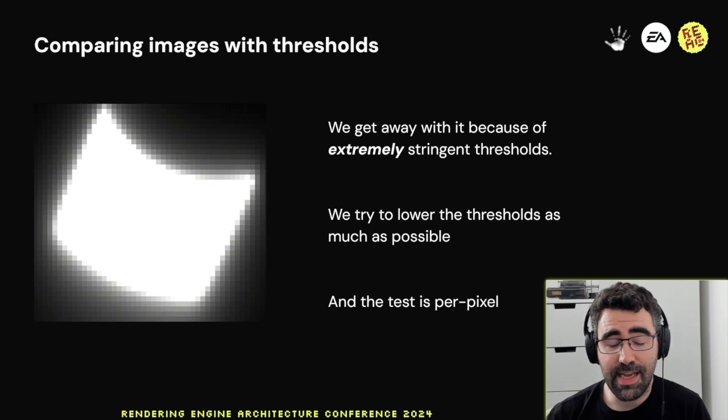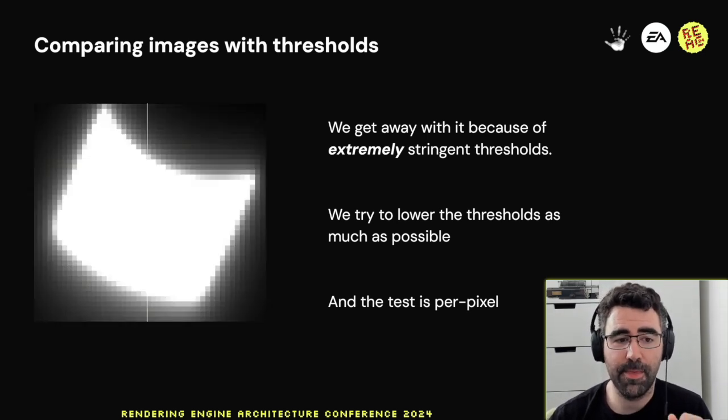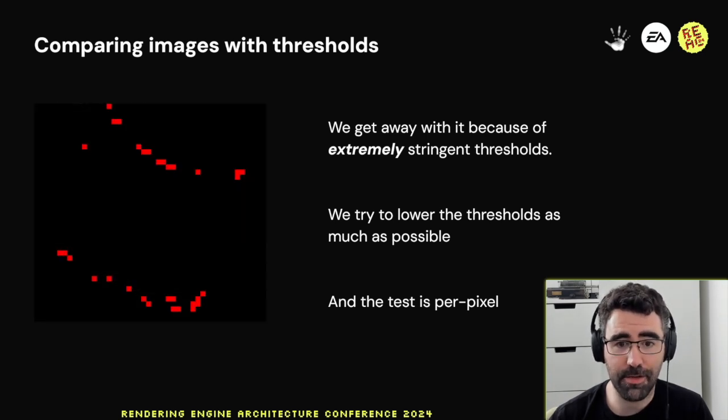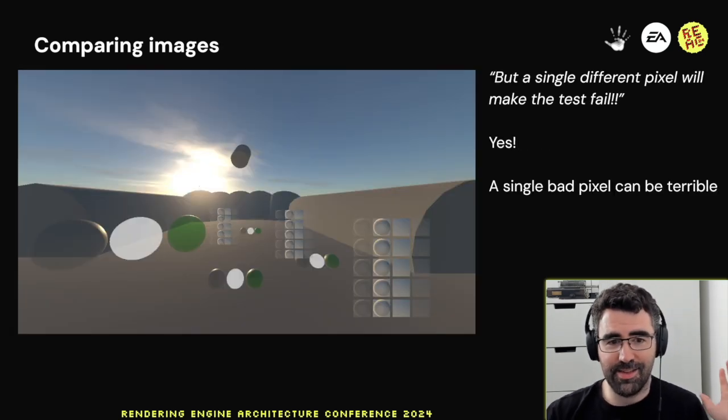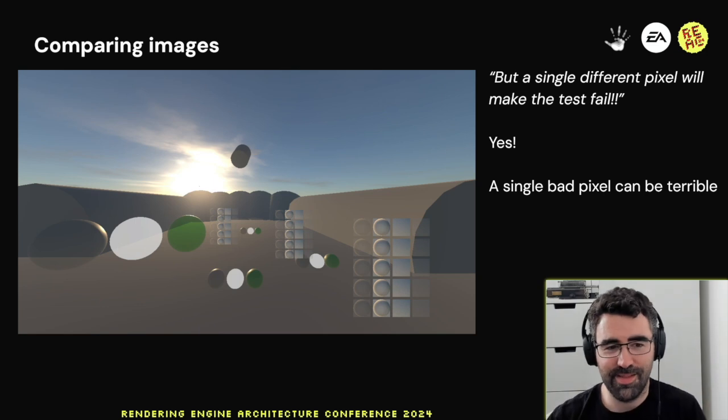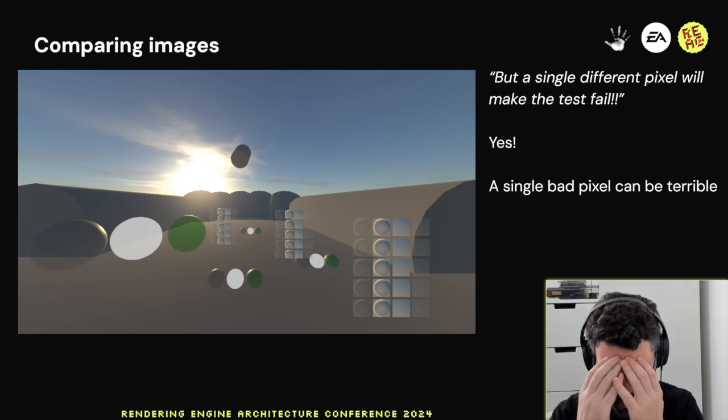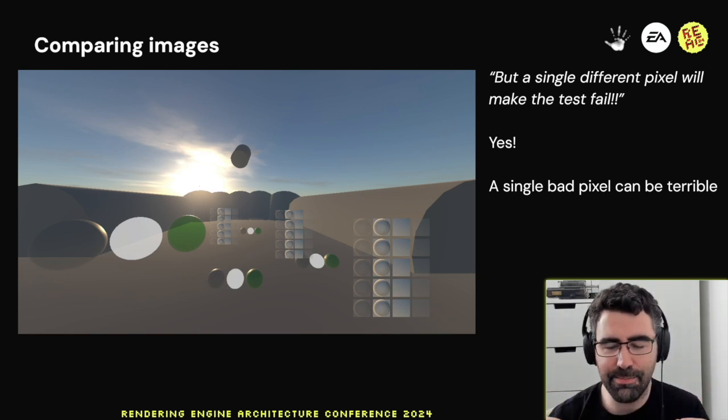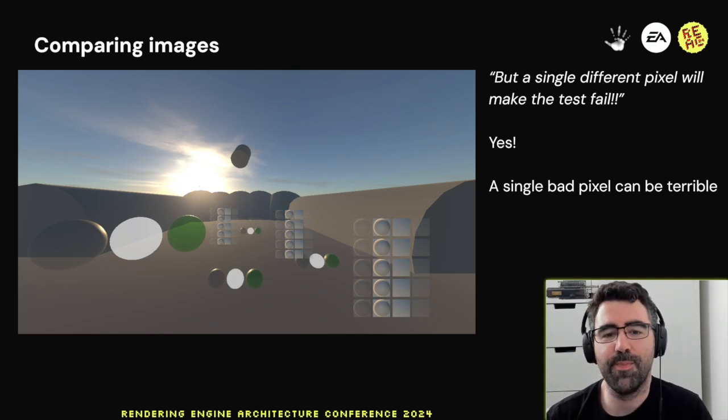And the second thing is that the test that we do is per pixel. So if any single pixel in the image fails the test, then the whole image is considered failed. And, you know, people tend to go crazy. It's like, well, a single pixel is slightly above a threshold and you fail the whole thing? Yes, we do. Because a single pixel can be really bad. In some situations, it's terrible.